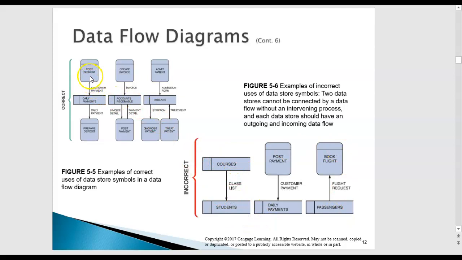The correct way is that a process is applied to your data. For example, let's take this third example over here where a patient comes to the hospital, fills out the admission form, and the patient's information is stored inside the patient's table. Then the data from there flows to another process where the patient is diagnosed or where the patient is treated. Now, the steps inside this process are not listed over here because that's not our main focus for now. We're just focusing on how the data is flowing through the system.